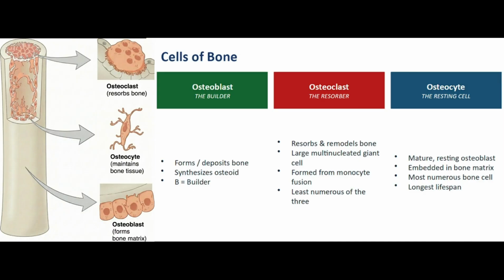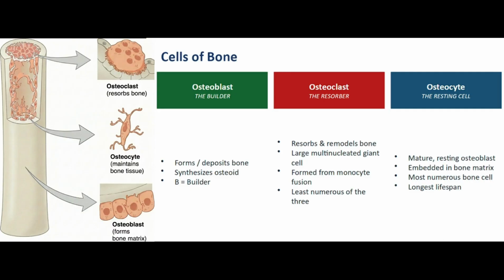This osteoclast is a large multinucleated giant cell. It is formed from monocytes, by the fusion and aggregation of monocytes, and so it is multinucleated. And next, coming to the osteocyte: the osteocyte is an expired osteoblast, which means the osteoblast matures and becomes an osteocyte.